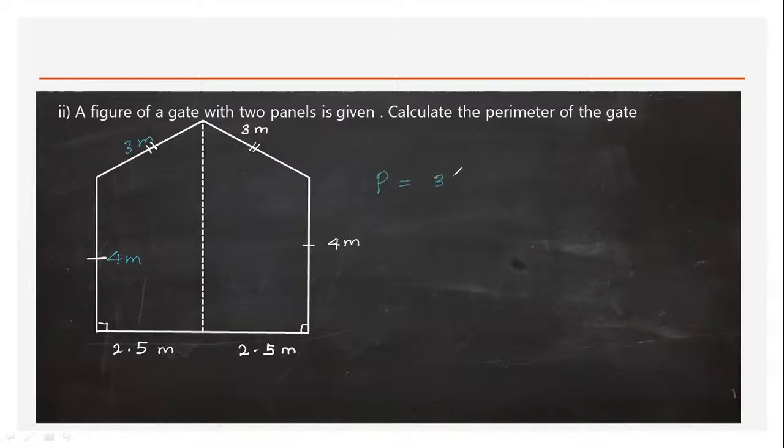equals 3 meter into 2 plus 4 meter into 2 plus 2.5 meter into 2. 6 meter, 8 meter, 5 meter. 6 and 8, 14, 14 and 5, 19 meter. This height is not relevant.